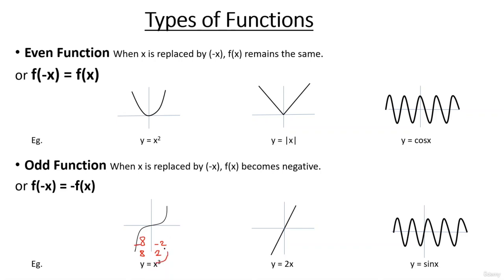That means you change the sign in x, the sign in y also changes. This is the basic definition for odd function: f of minus x is minus f(x). अगर आपने x का साइन चेंज किया है, y का साइन भी चेंज होगा. Same thing you can observe for y equals to 2x also, guys. If you put x equal to 1, y 2 आएगा. But if you put x equals to -1, y -2 आएगा.